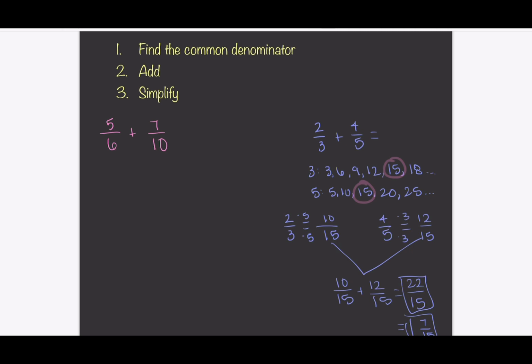So step 1, find the common denominator. Well, 6 and 10 are not common denominators, so just like we did over here, we need to start listing our multiples out. Now, I do know that all multiples of 10 end in a 0, so I stopped with this one right here because I'm pretty positive that's going to be our common denominator. Now we have 10, and boom, there it is.